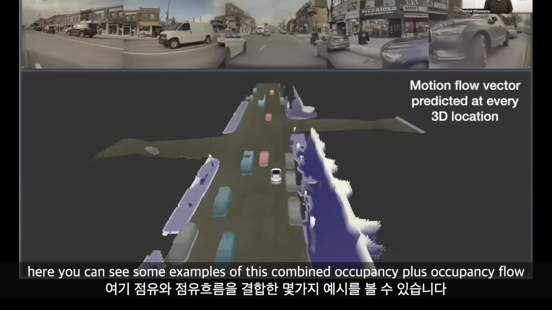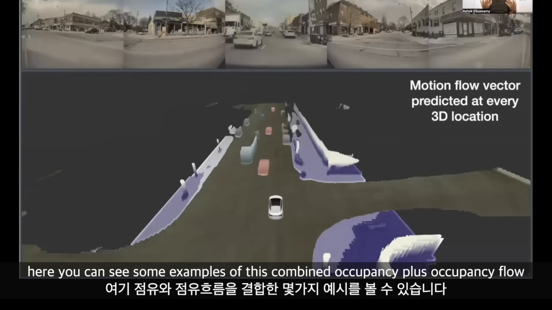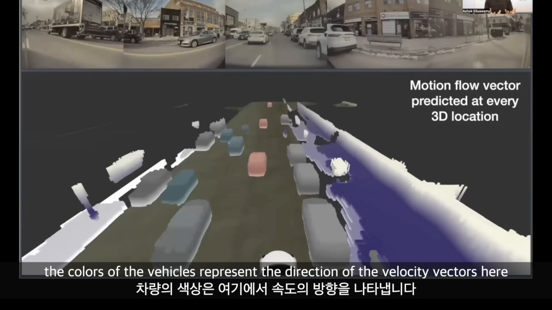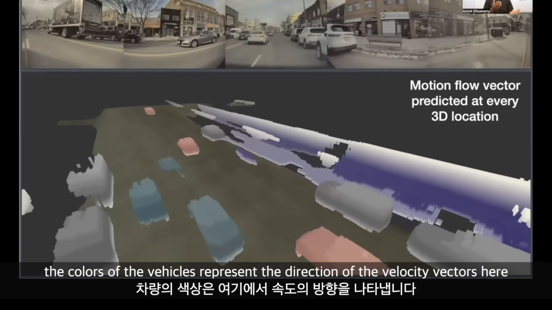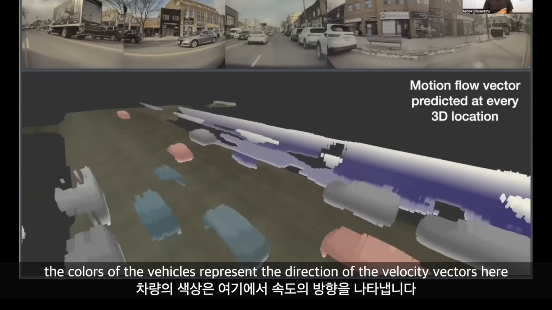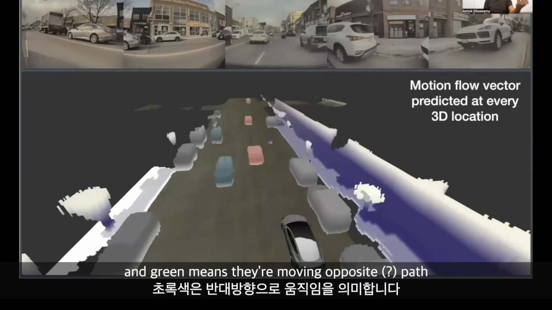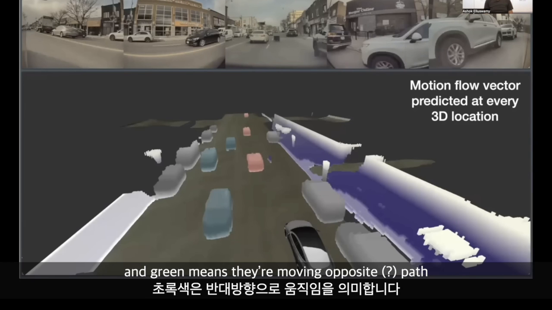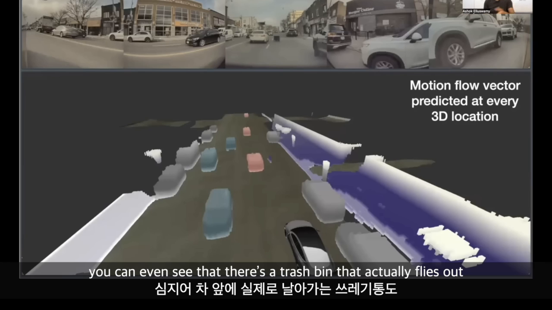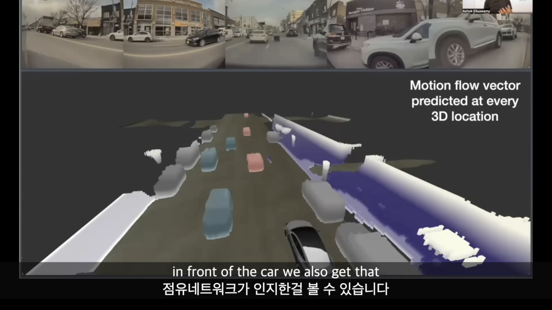Here you can see some examples of this combined occupancy plus occupancy flow. The colors of the vehicles represent the direction of the velocity vectors. Here, red means the vehicles are moving along our path, and green means they're moving opposite of our path. You can even see that there's a trash bin that actually flies out in front of the car. We also get that.